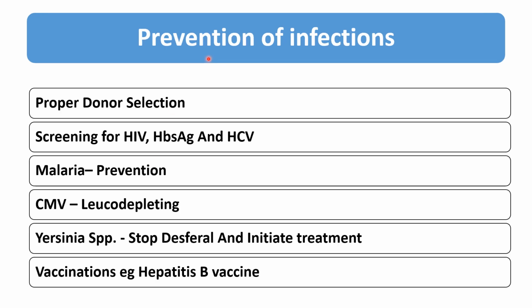So for the prevention of infection, proper donor selection should be done. Screening for HIV, HBsAg, HCV should be done. Malaria should be prevented. For CMV, leukodepleted RBC should be transfused. Whenever there is Yersinia, stop the Desferal and initiate antibiotics for Yersinia. Always the thalassemia baby should be vaccinated with the hepatitis B vaccine.